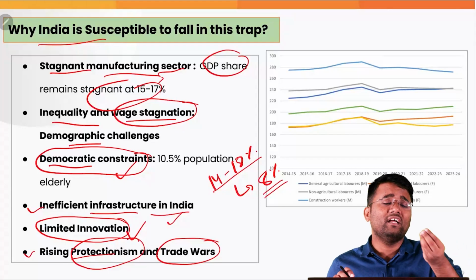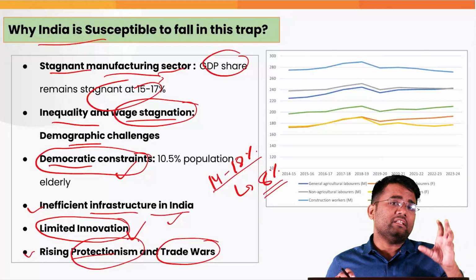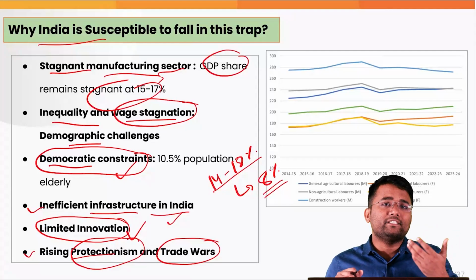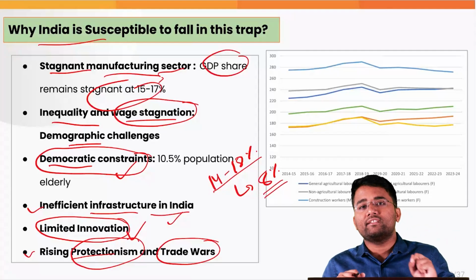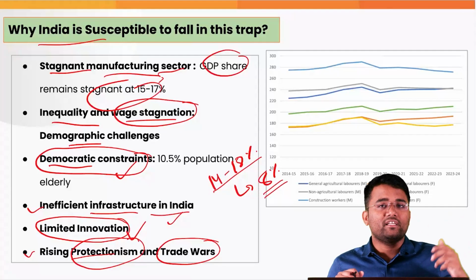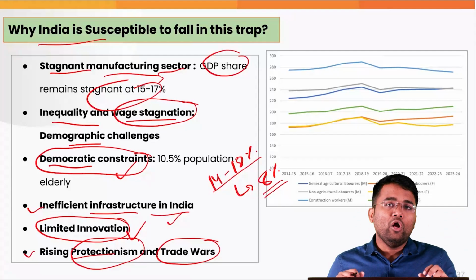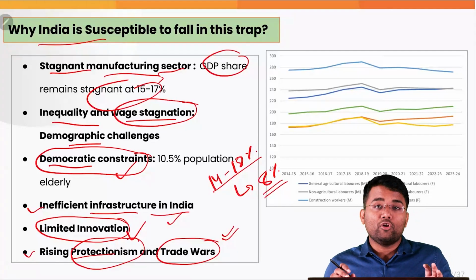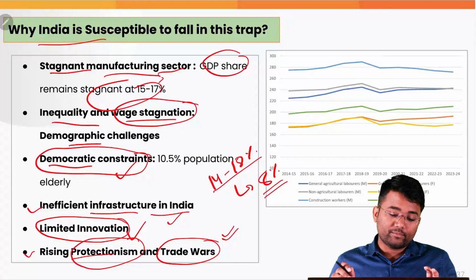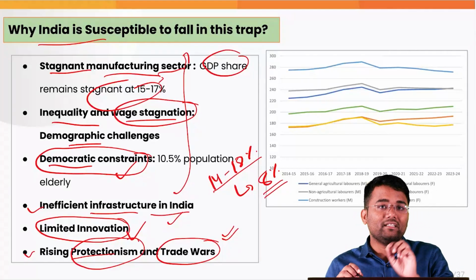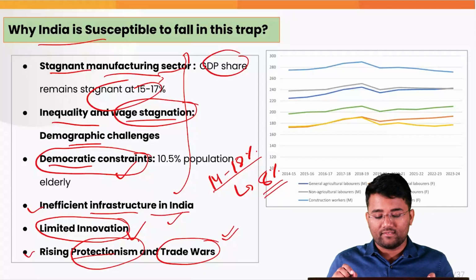For example, the trade wars that are happening between China and the US, or the other geopolitical situations that are further disrupting the supply chains, like the Israel-Iran situation, the Russia-Ukraine war that happened earlier. All that is leading to a lot of issues, a lot of apprehensions for India, especially with regard to the GDP growth rate, and that might lead us to fall in this trap.